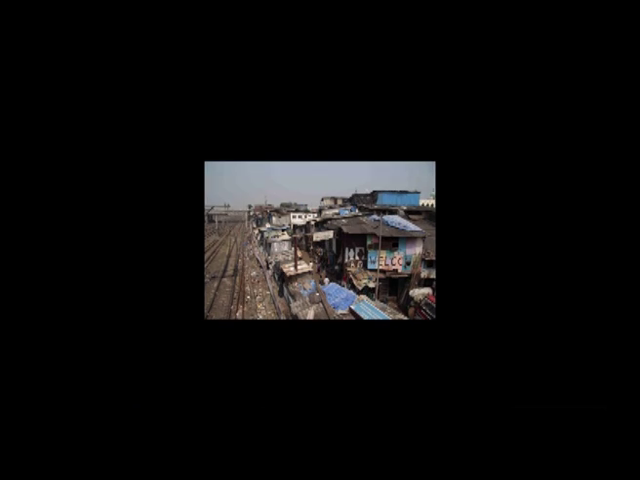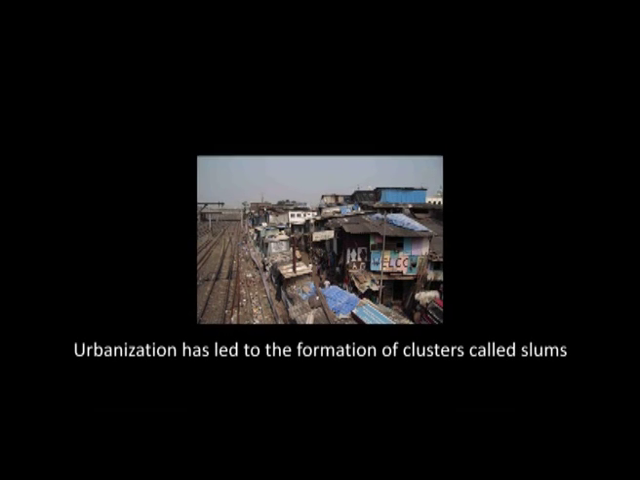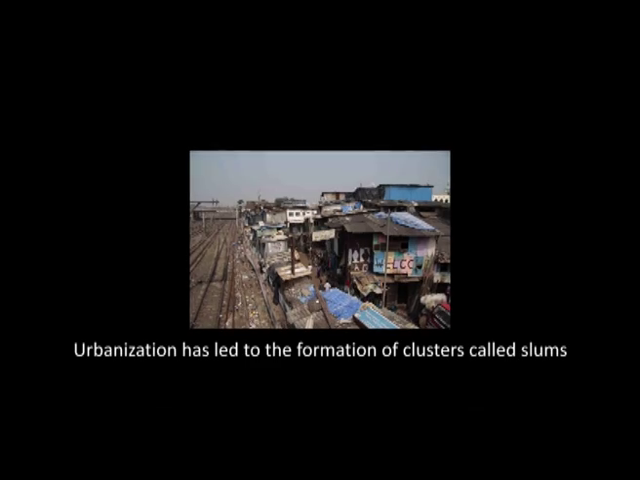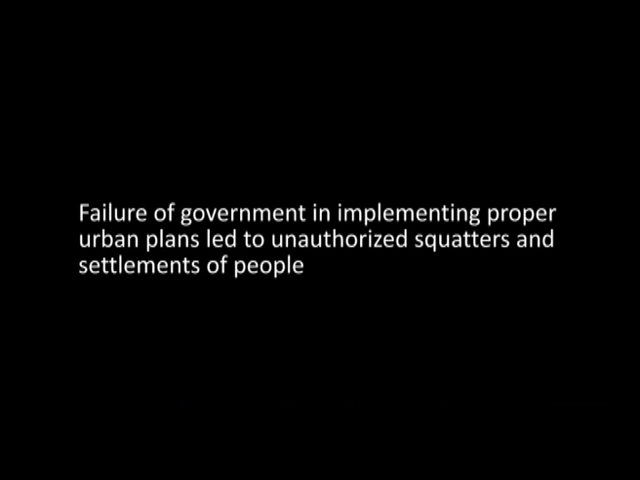Under the first topic, we concentrated on explaining how urbanization has led to the formation of clusters called slums. Slums are nothing but small areas of government land which are occupied by the poor, small-scale laborers who have migrated from villages. These people live with minimal basic amenities. It is also evident that the failure of government in implementing proper urban plans has led to unauthorized squatters and settlements of people. These slums could be eradicated if the income level of the inhabitants was increased.